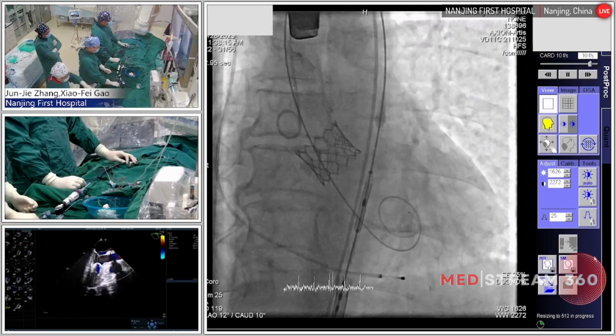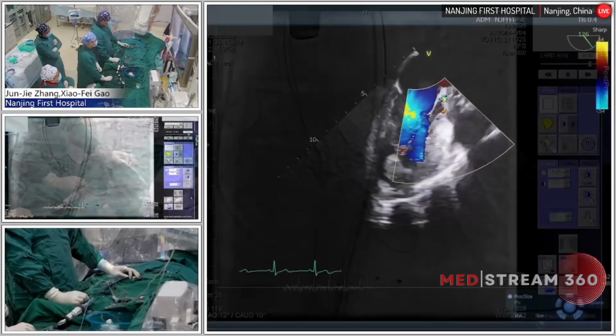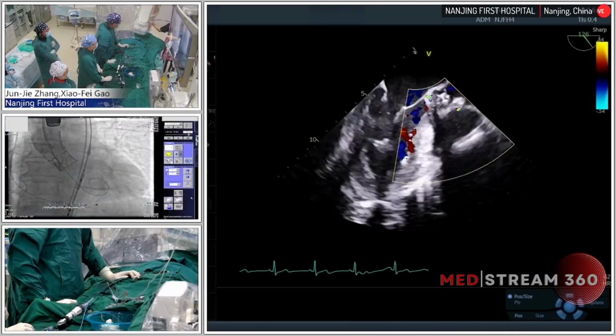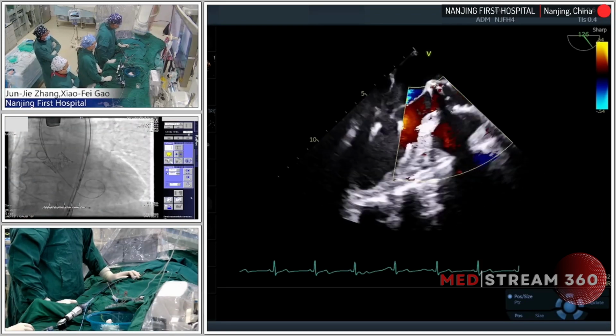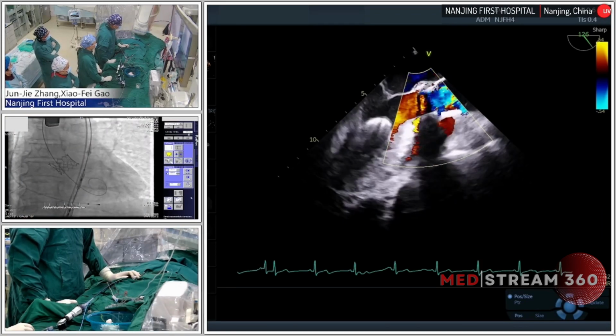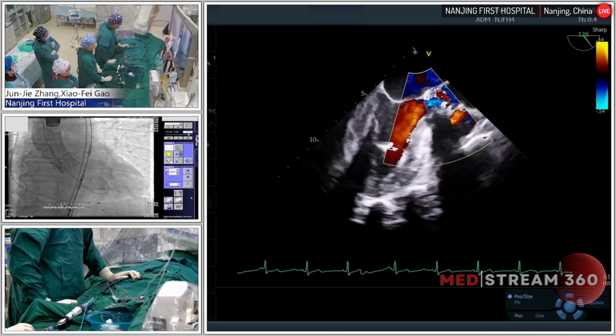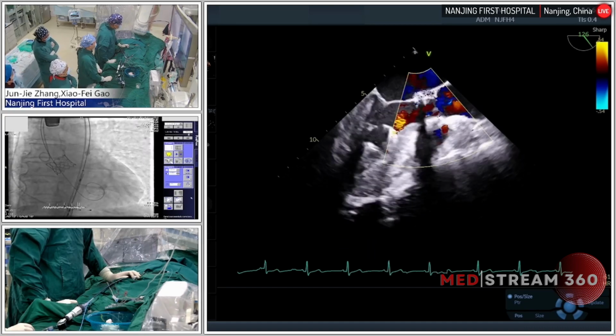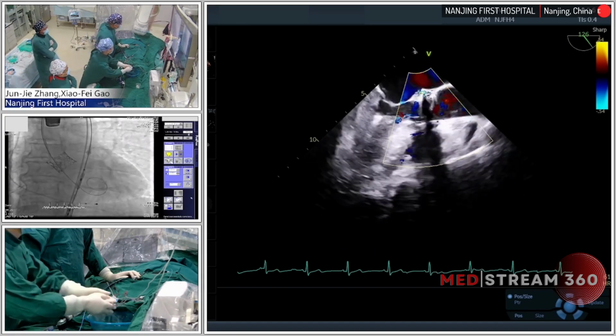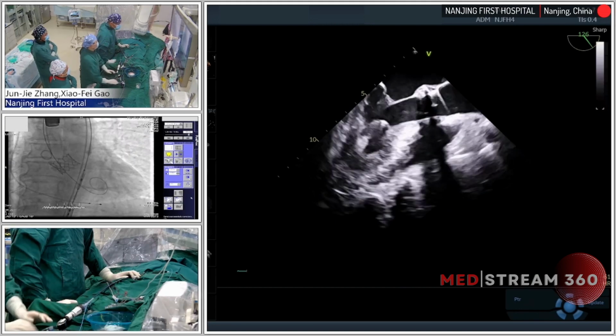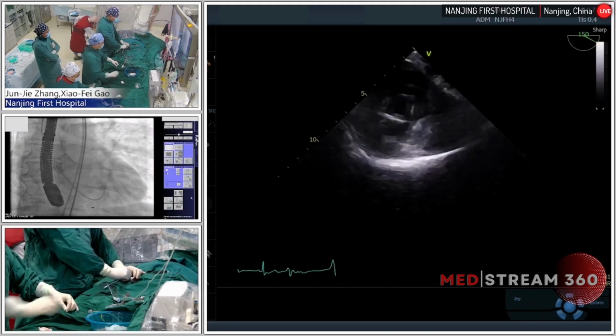Yeah, only mild, maybe PVL or regurgitation. Mild. The position is good. I don't think there is PVR. It's central. There's almost no PVR. Okay. Yeah, I think so. The position is good, and the valve is working well. Okay.